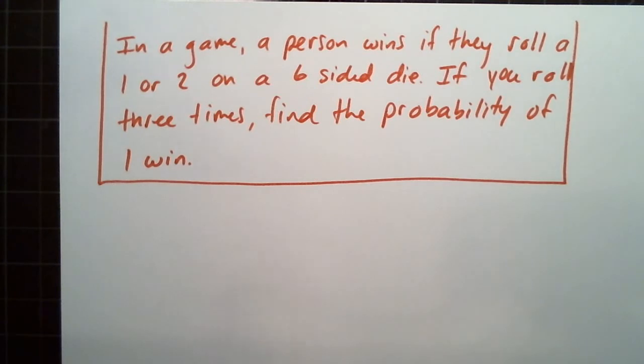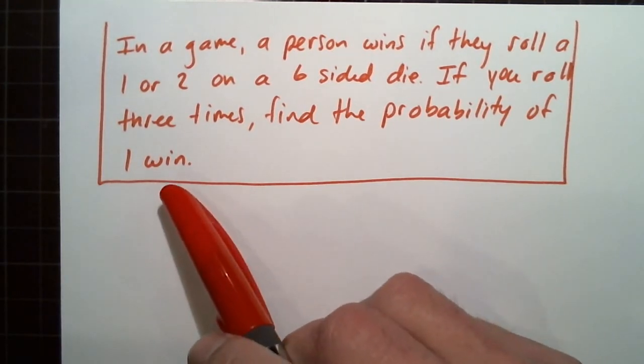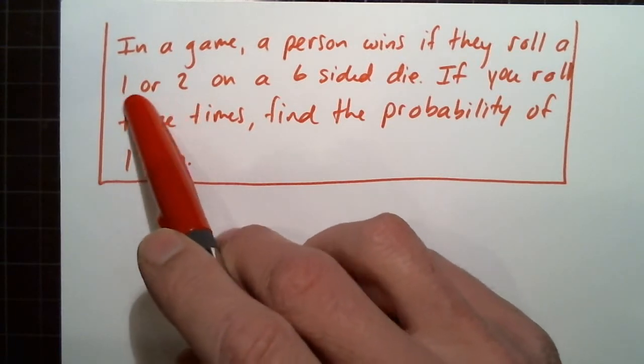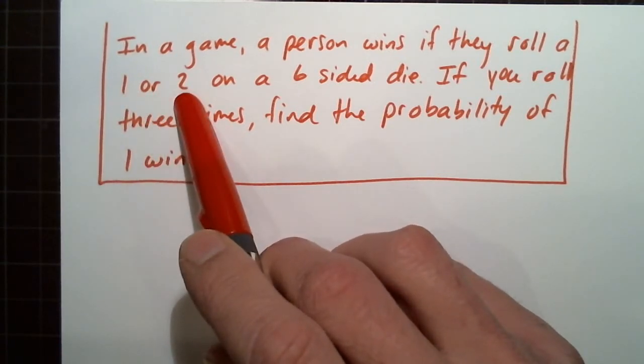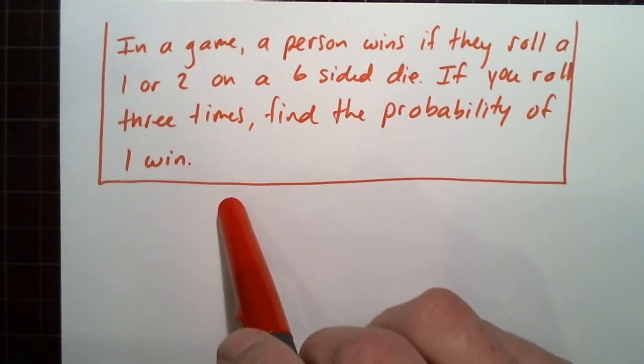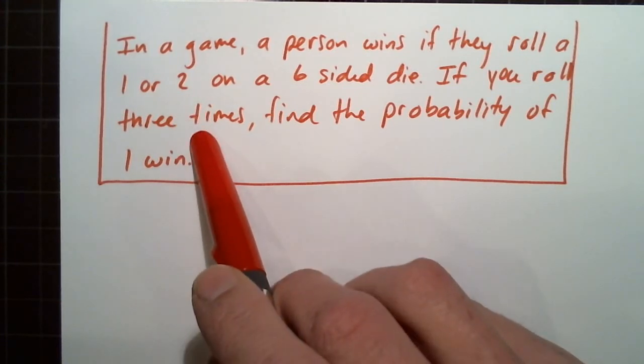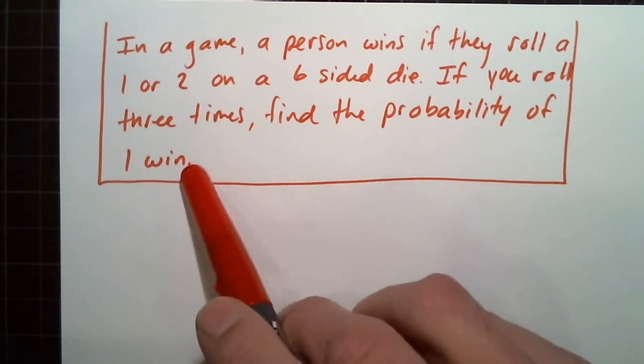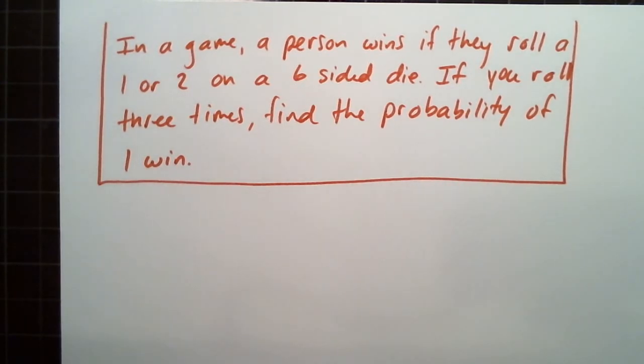So here we can have a binomial distribution rolling a 6-sided die. If we look at a win being a 1 or a 2, that would mean a loss is any of the other numbers, and we're going to roll it 3 times. Find the probability of 1 win. We have to be able to represent this with a formula, and also how to do it on the calculator.